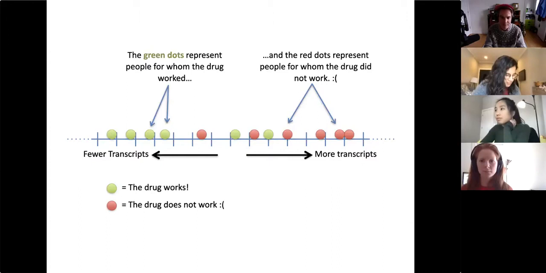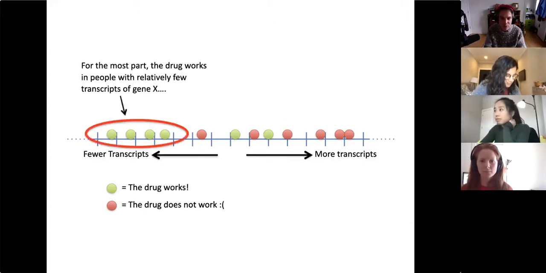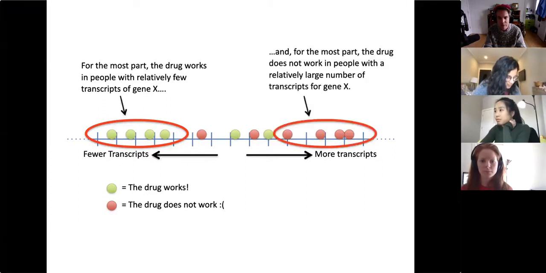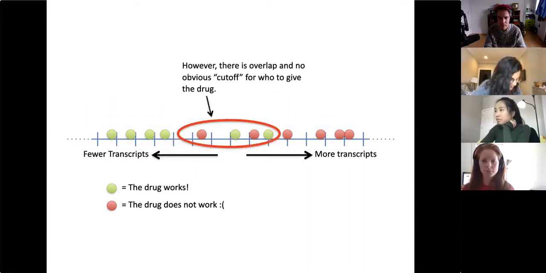Wah, wah. For the most part, the drug works in people with relatively few transcripts for gene X. And for the most part, the drug does not work in people with a relatively large number of transcripts for gene X. However, there's overlap and no obvious cutoff for who to give the drug.